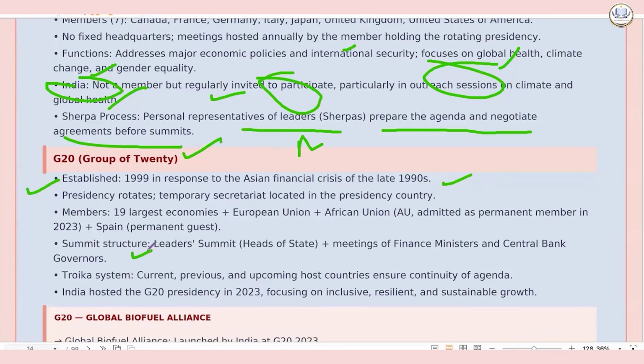So the summit structure is that there is a leaders summit, the heads of state come there, and meetings of finance ministers and central bank governors are also held on the sidelines. And then we have the Troika system. Current, previous, and upcoming host countries ensure continuity of agenda. This is called the Troika system. India hosted the G20 presidency in 2023, focusing on inclusive, resilient, and sustainable growth.